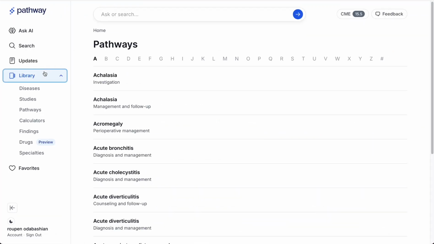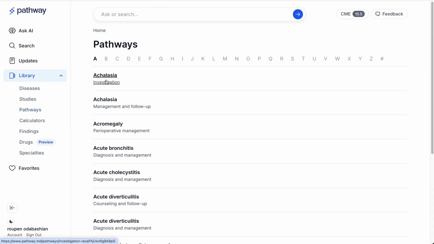Now let's move on to another subsection, called pathways. A pathway is mainly a diagnostic algorithm. As physicians, when we approach the diagnosis of any medical condition, there are steps in our mind that we think of step by step. Every physician has their own pathway of approaching different diseases.